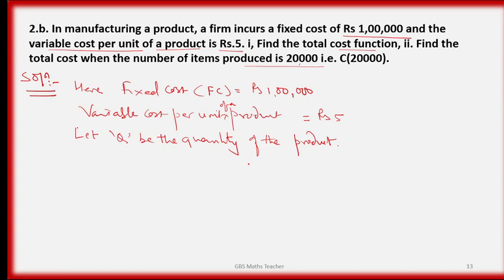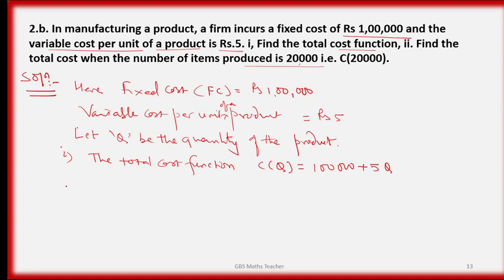Now in the first, what do we have mentioned? Find the total cost function. That's C(Q). I have supposed C(Q) equal 1 lakh plus 5Q. This is fixed cost, this is variable cost. I have expressed in this way.